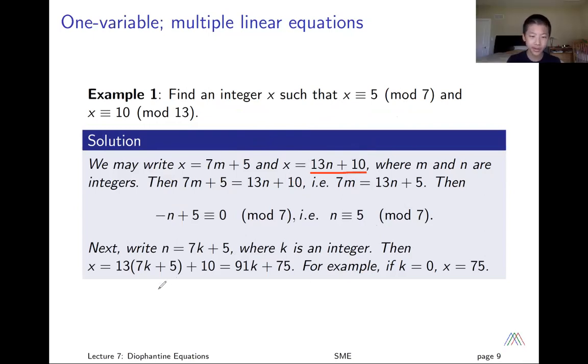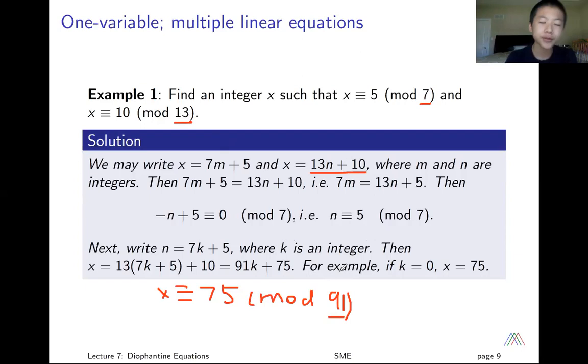The general solution would then be x is equivalent to 75 mod 91. Now, just a fact I want to point out here, this 91 is equal to 7 times 13. Usually the solution to equations of this type, when you're given 7 and 13, is their product, but it's actually their least common multiple. So yeah.